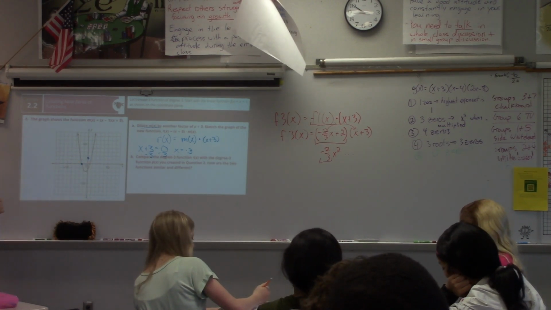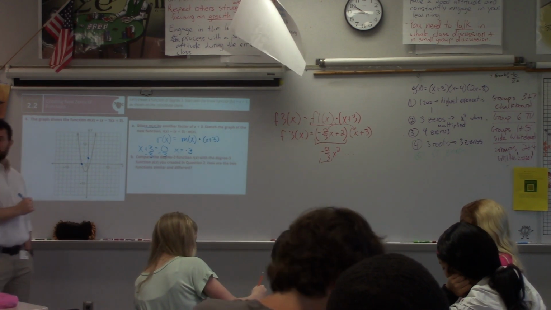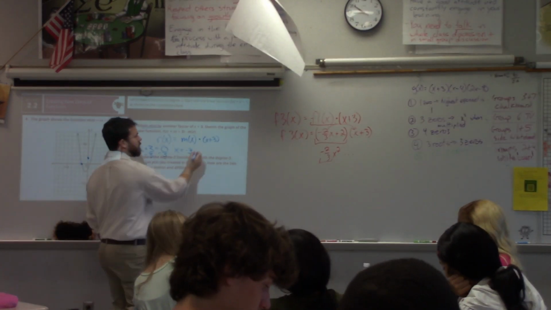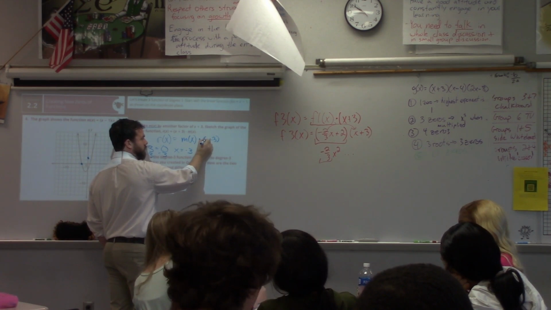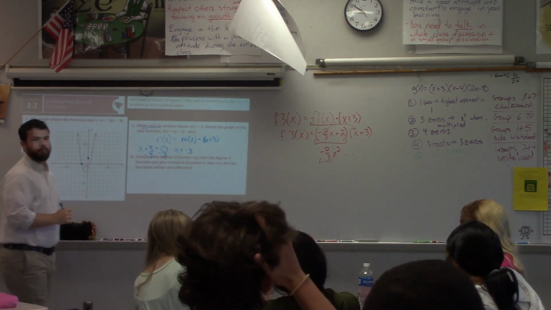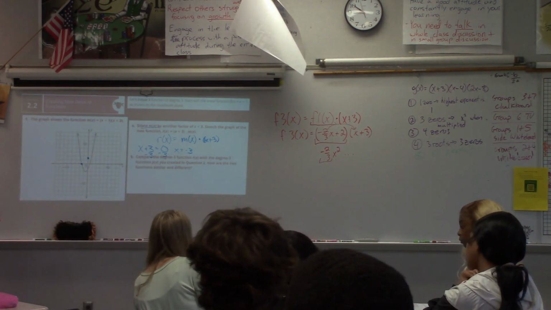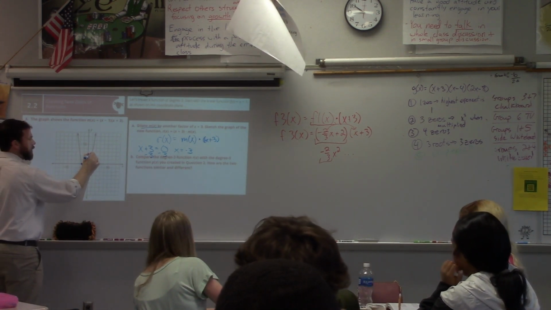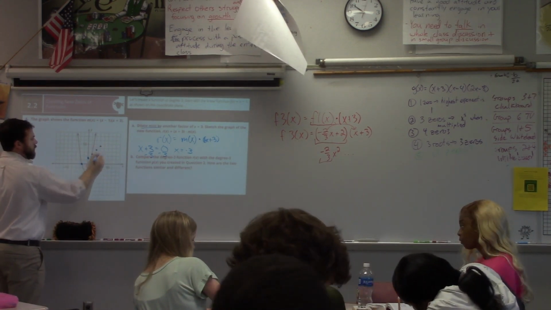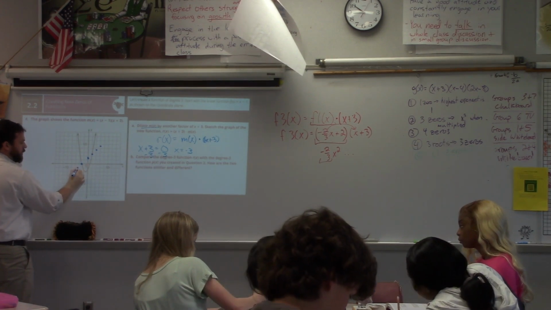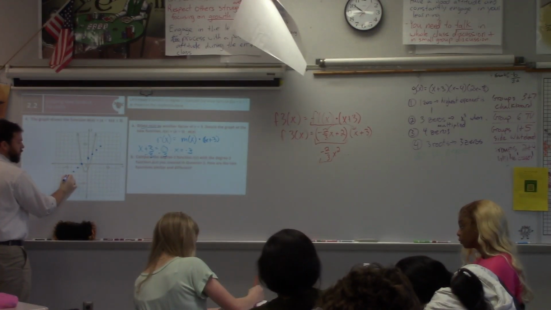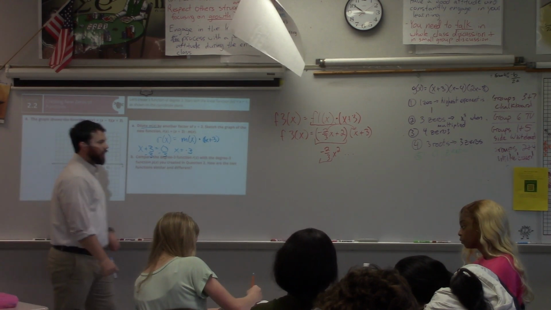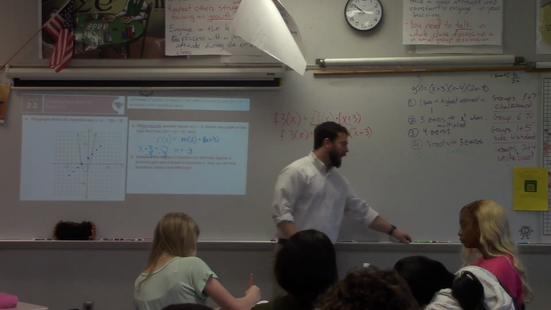Anything else we should know? What's the slope? 1. Right? It's 1x plus 3, slope of 1. So I'm going up 1 to the right 1, up 1 to the right 1. Down 1 to the left 1, down 1 to the left 1. Use your ruler, sketch that line, graph that line as accurately as possible.